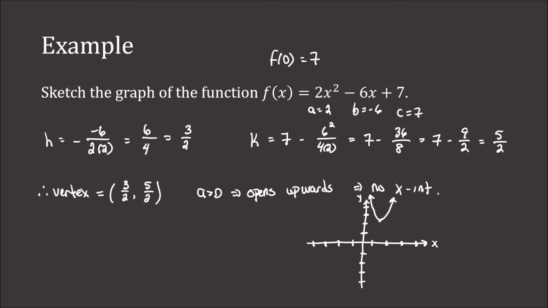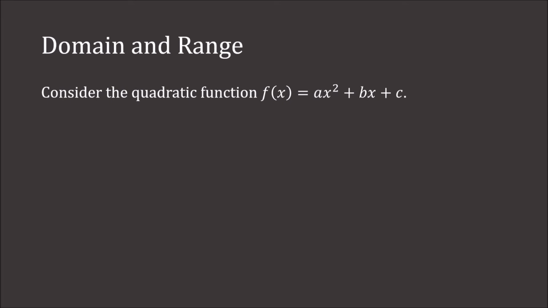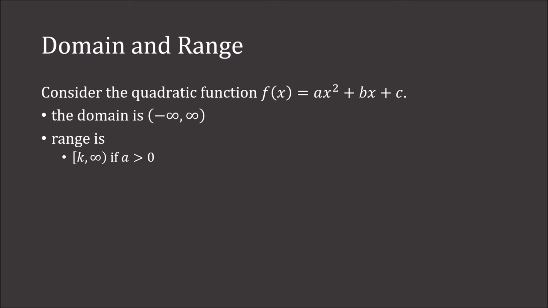So the domain and range. The domain is the set of all real numbers. The range depends on the value of a. If a is greater than 0, the range will be k to infinity, including k. If a is less than 0, it'll be negative infinity to k, where again k is included.